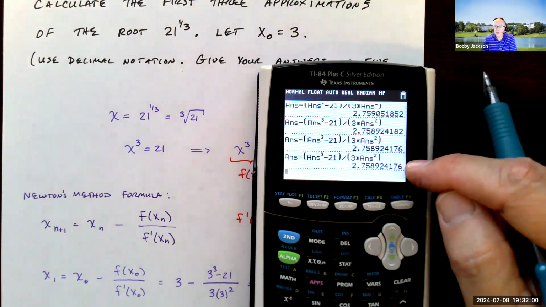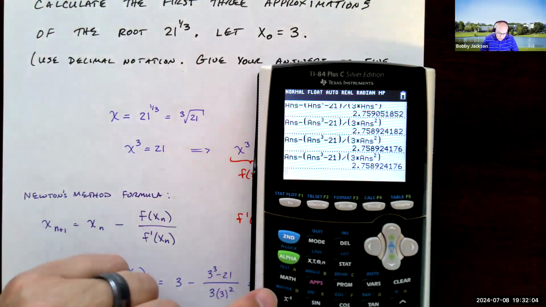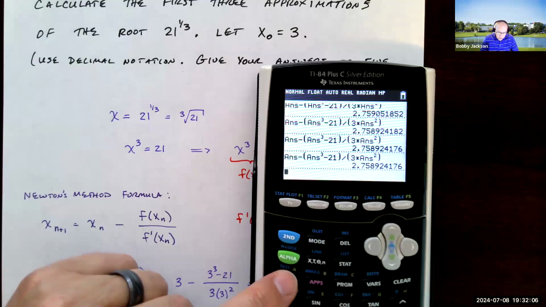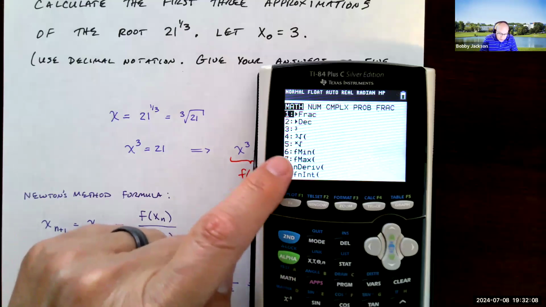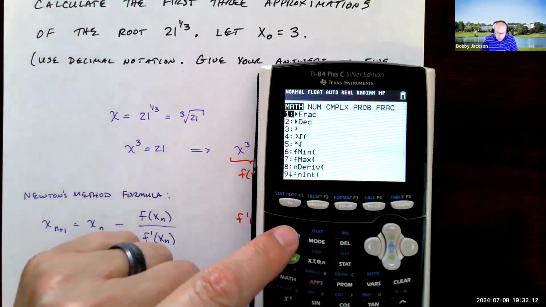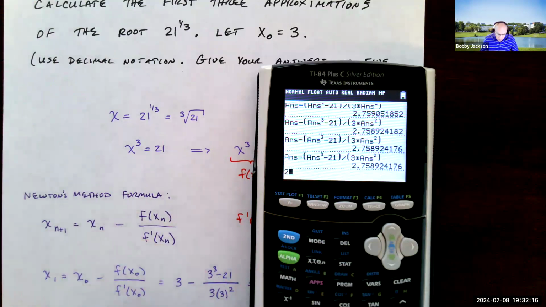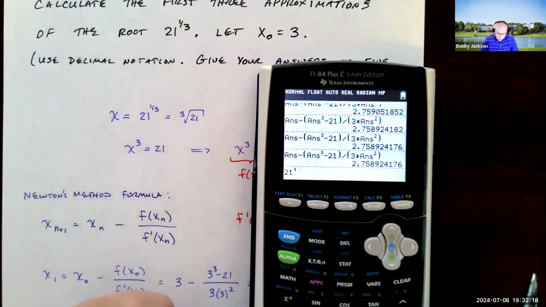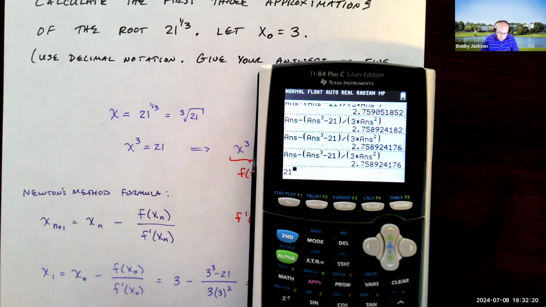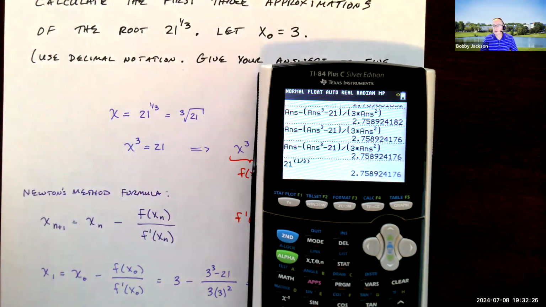Now, how accurate is that? Well, how would you find the cube root of 21? Under math, you could use this x root command if you know how to do that, and take the x root of 21, right? Or you can do 21 to the 1/3 power. Right, and that's what we started with. And of course, the calculator does.